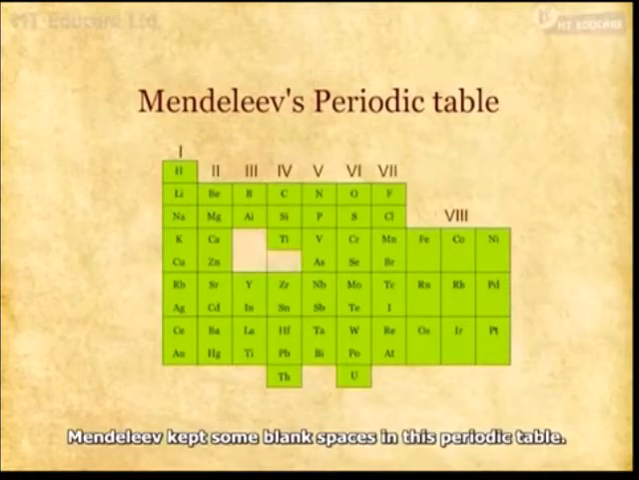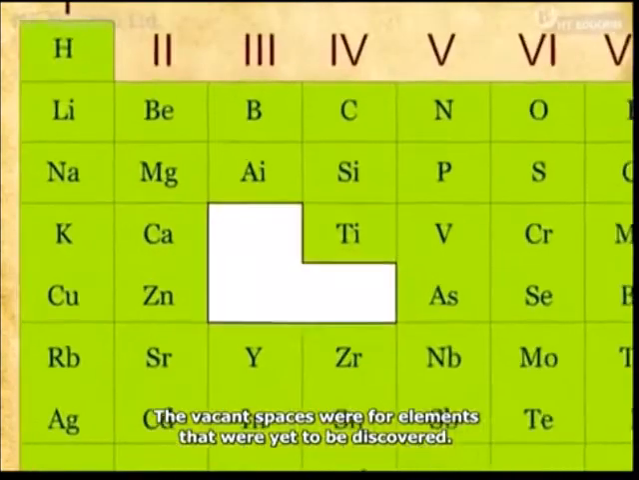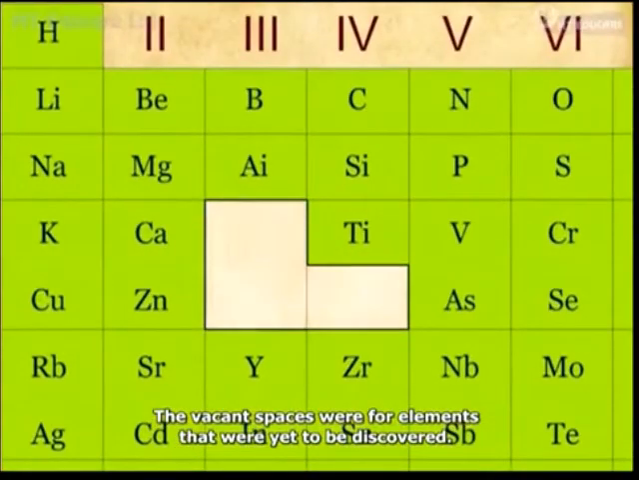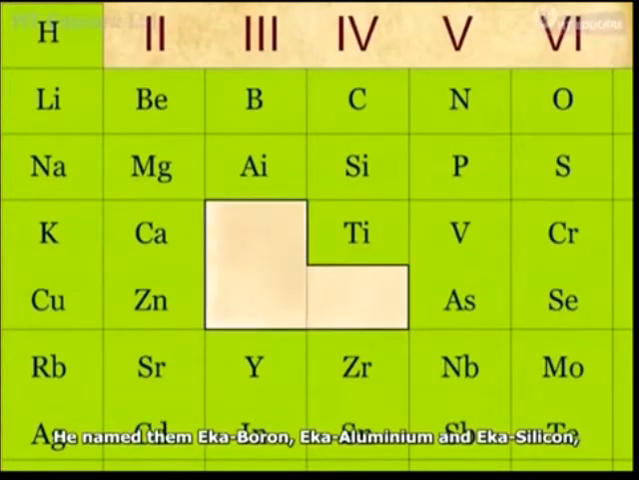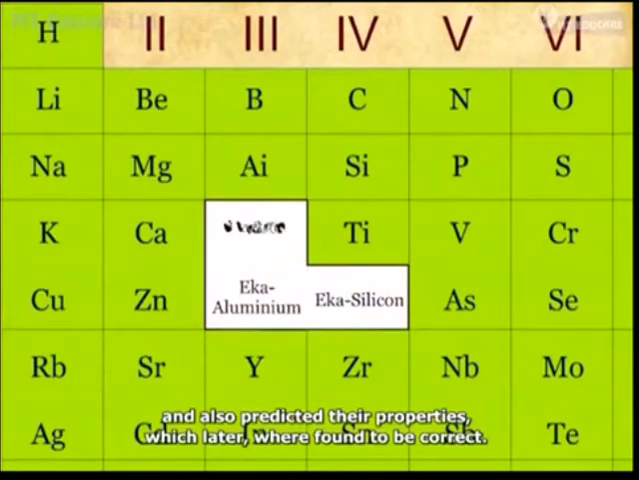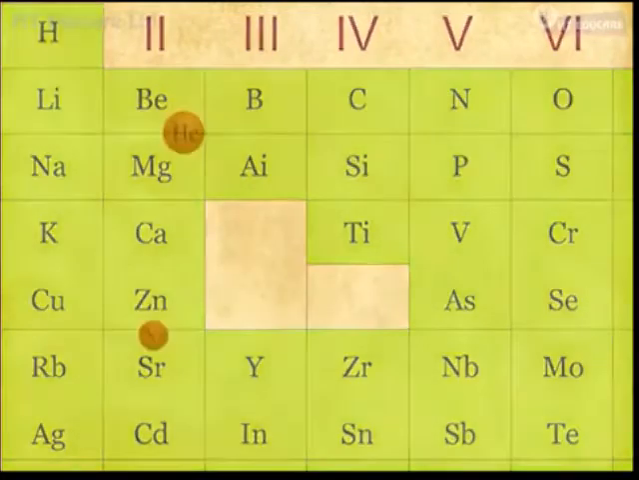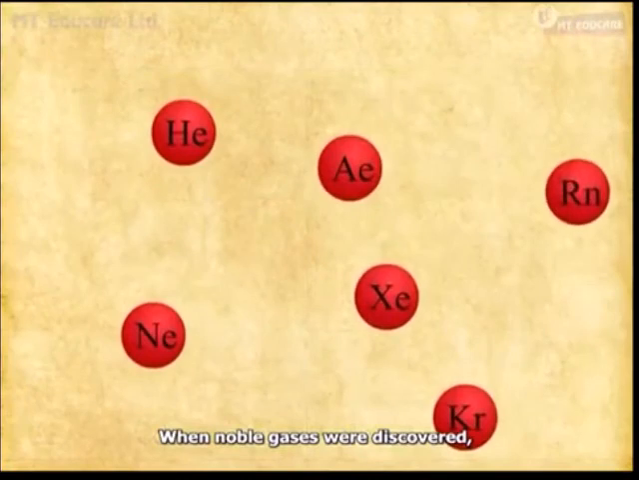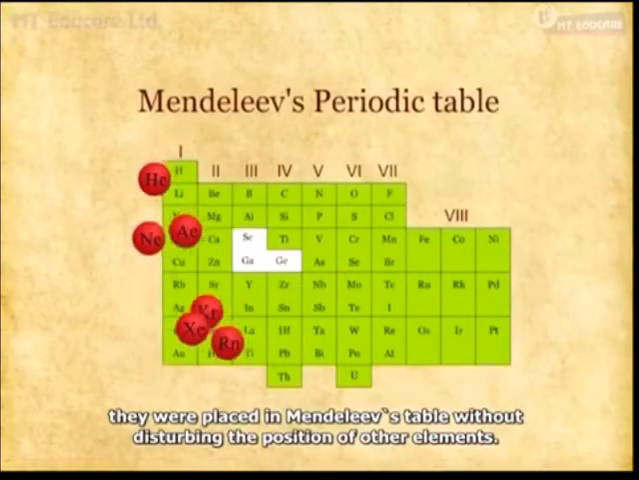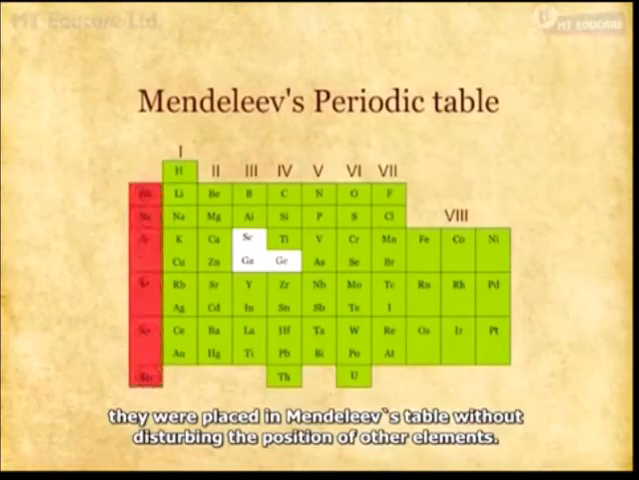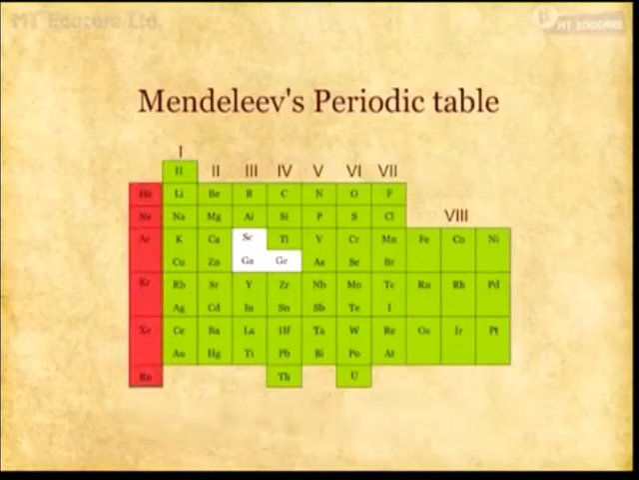Mendeleev kept some blank spaces in this periodic table. The vacant spaces were for elements that were yet to be discovered. He named them Eka boron, Eka aluminium, and Eka silicon, and also predicted their properties, which later were found to be correct. When noble gases were discovered, they were placed in Mendeleev's table without disturbing the position of other elements.